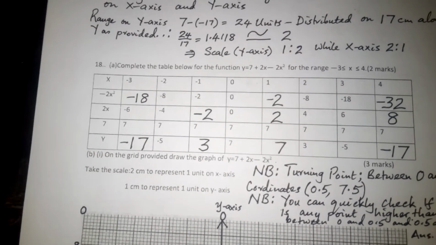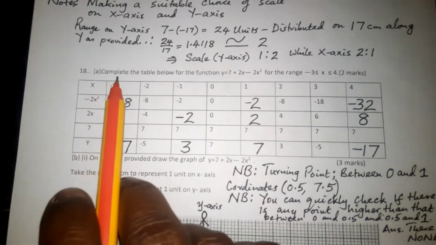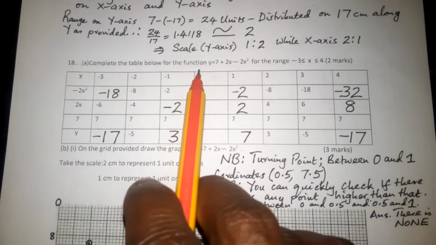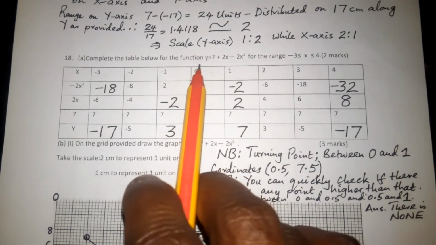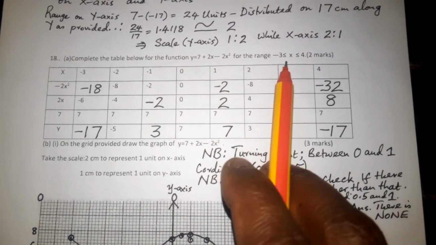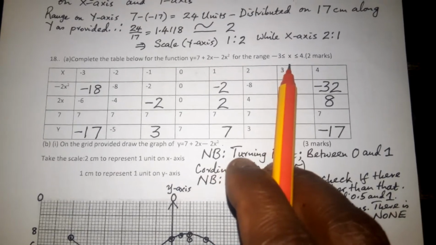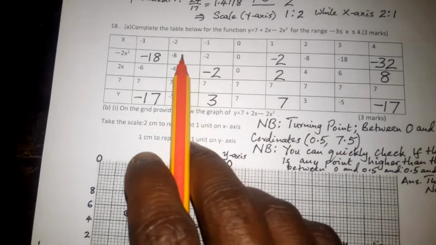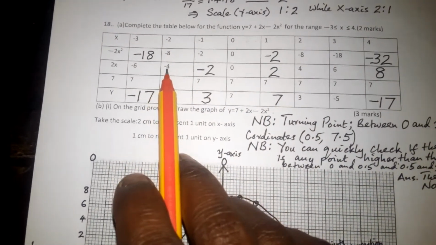So number 18, we are required to complete the table below for the function y is equals to 7 plus 2x minus 2x squared for the range -3 is less than x is less than or equal to 4. In doing that, not all the values have been calculated, so a few of them have not been calculated. For example, this one here, -2 into -3 squared gives us -18.